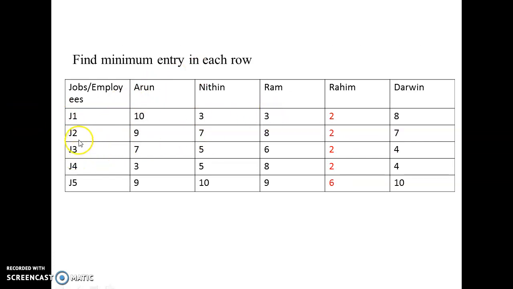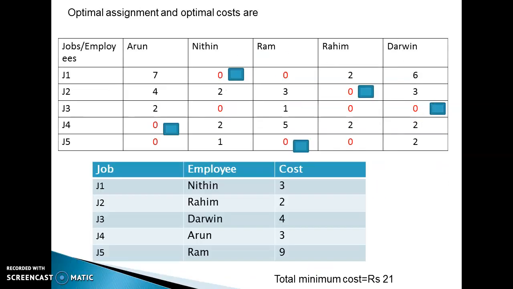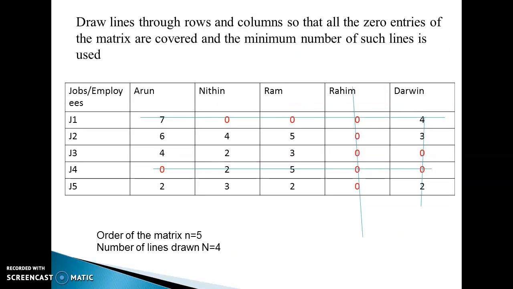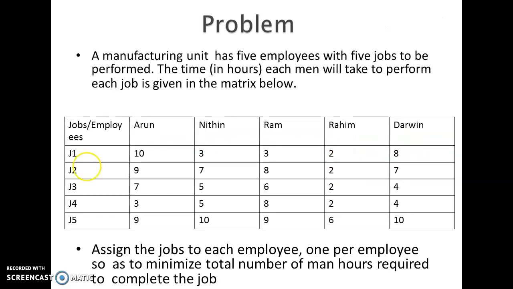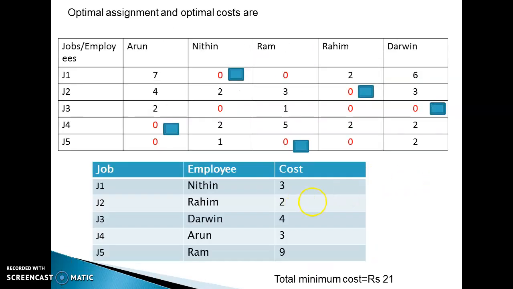So similarly job 2 is assigned to one more person. You see the minimum cost. Now here job 2 is Rahim, job 3 is Darwin. So job 2 is Rahim 2 rupees, job 3 for Darwin 4 rupees. So like that you find out for each job which person is assigned and for that particular job what is the cost. So just add these values and we'll get the total minimum cost for this particular assignment. This is how we can assign each job or each employee with different jobs and we can find out the minimum cost of optimal assignment.